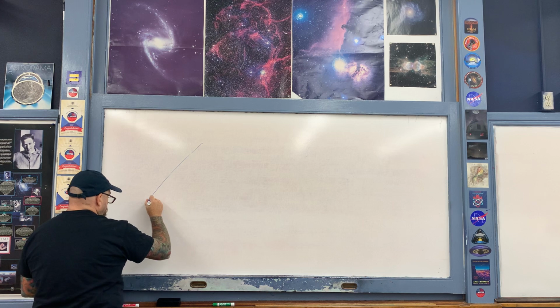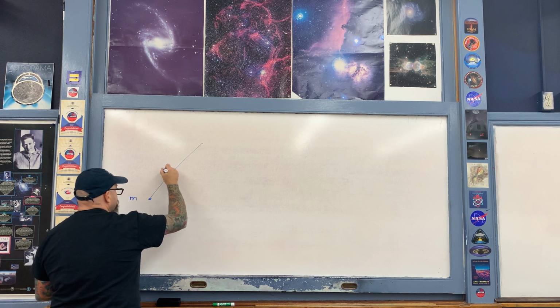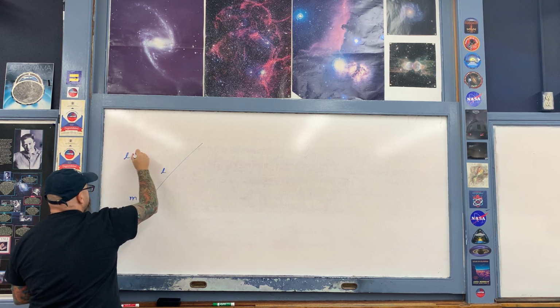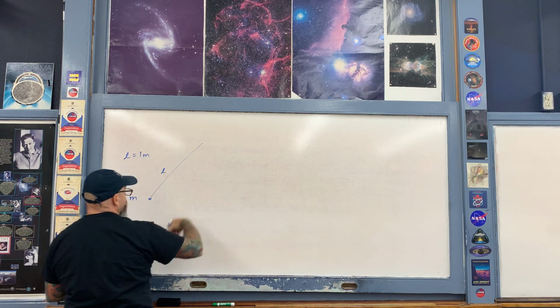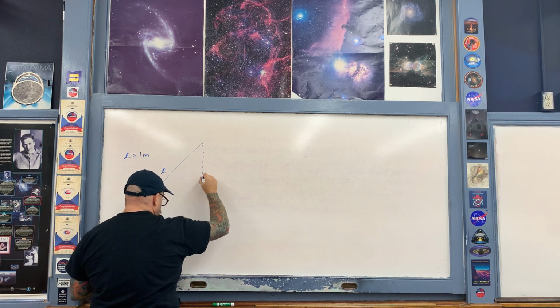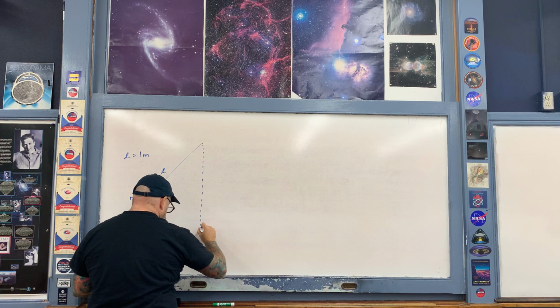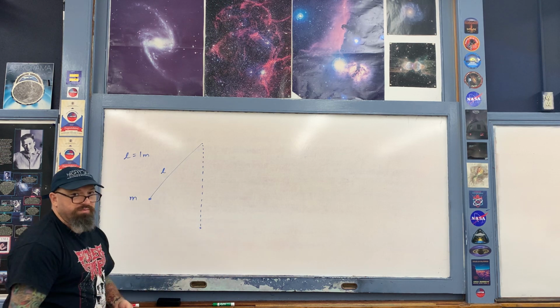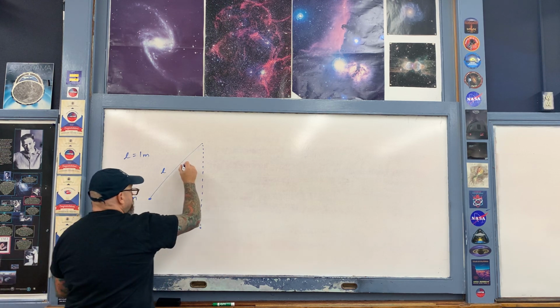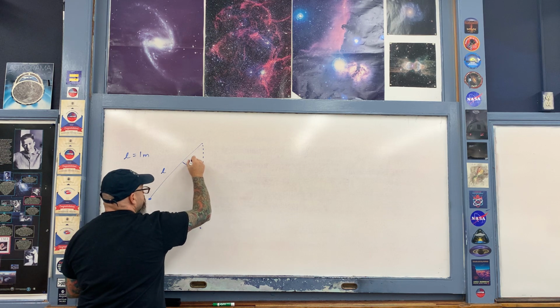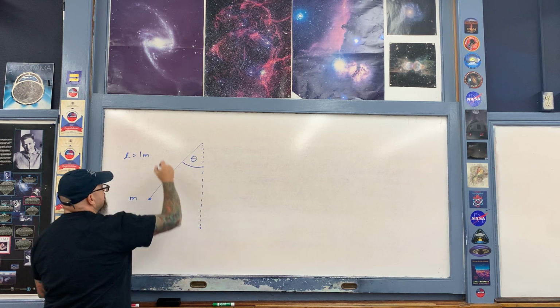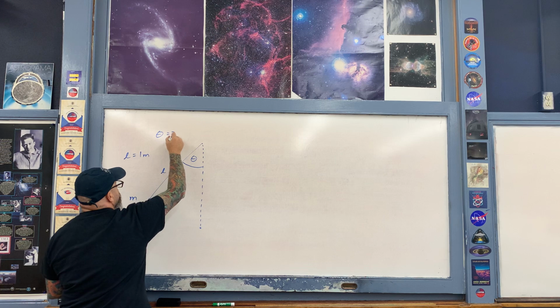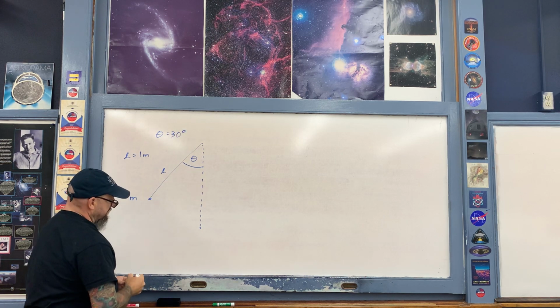Here's our pendulum of mass m, and the string has length L that's given to us as 1 meter. This is the vertical direction, and this point down here is the equilibrium position, as it's called. Right here is the angle made by the string with respect to the vertical direction. This angle we'll refer to as theta. That's given to us as 30 degrees.